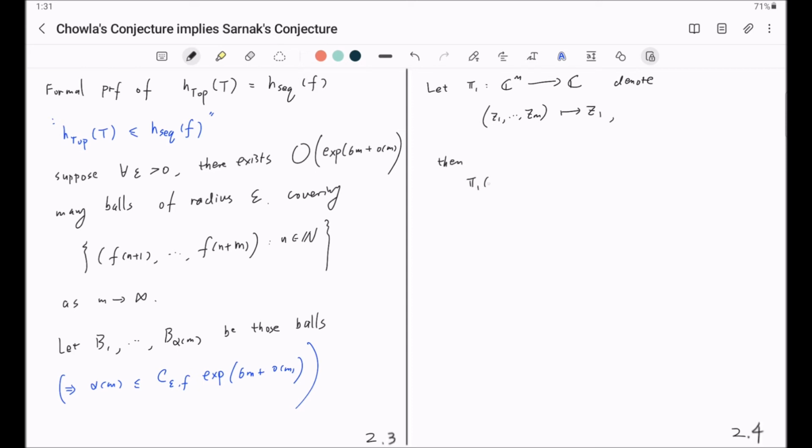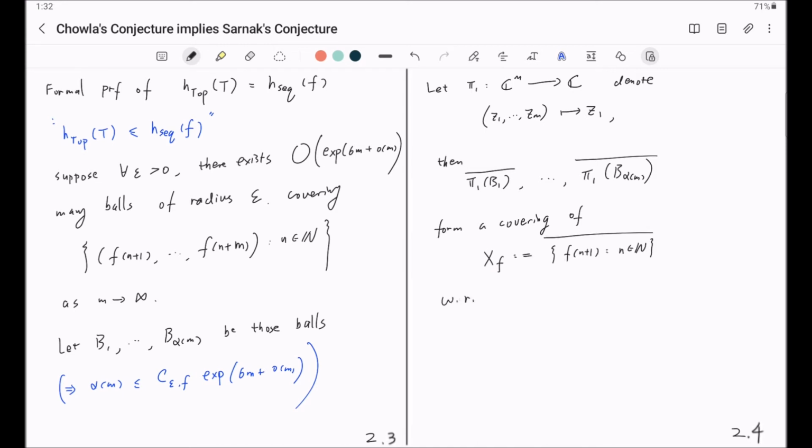Then if you look at pi 1 of B1's closure, all the way through pi 1 of B alpha m's closure, those closed balls in C, one-dimensional in C, will form a covering of X_F with respect to the m metric.